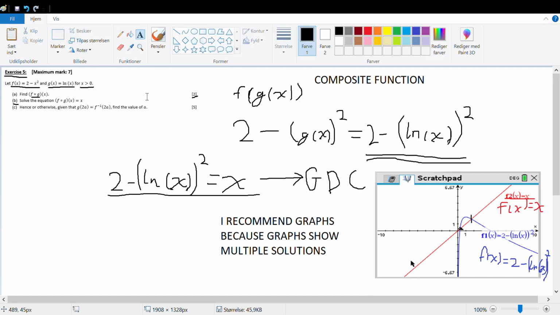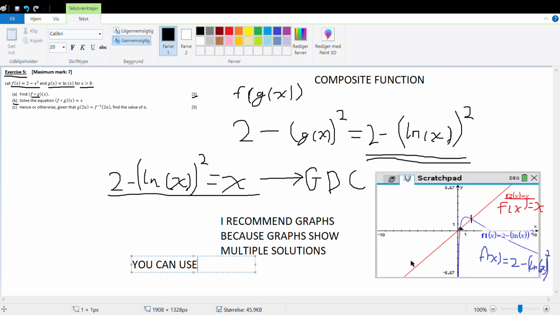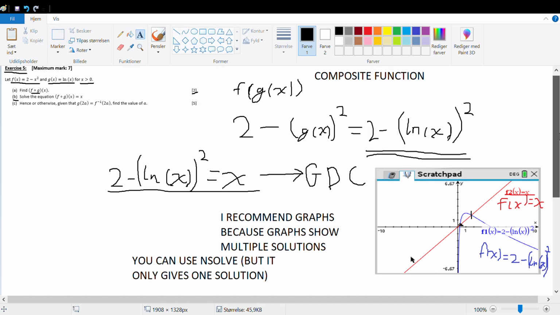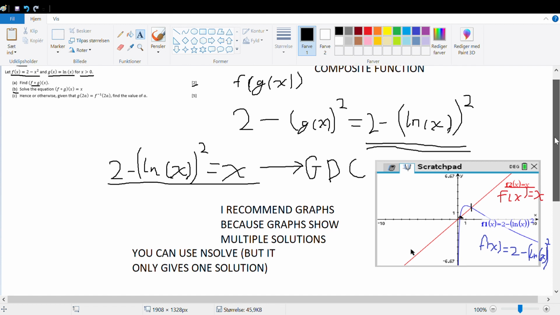You can use NSolve here, but it only gives one solution. So this is something to keep in mind. It's not necessarily a problem that you use NSolve. It might even be good. There are many nice things about NSolve. One of them being that you don't have to figure out where the intersection happens at all. You don't even have to look around or goof off with the graph. You can just go NSolve and then you get an answer. The problem with it is that it might not be the only answer. That's the one thing that you must keep in mind when you use NSolve. This is the big hurdle with using it. So basically your options are you can use NSolve or you can use graphs.